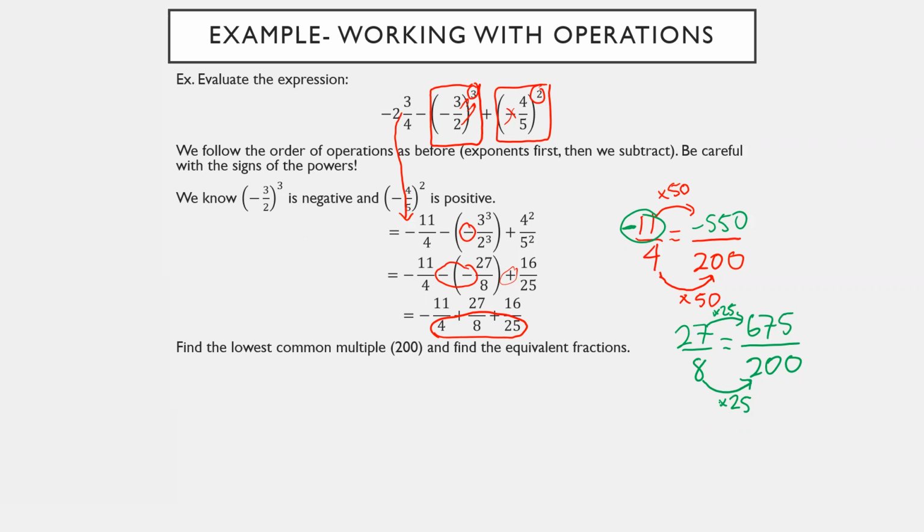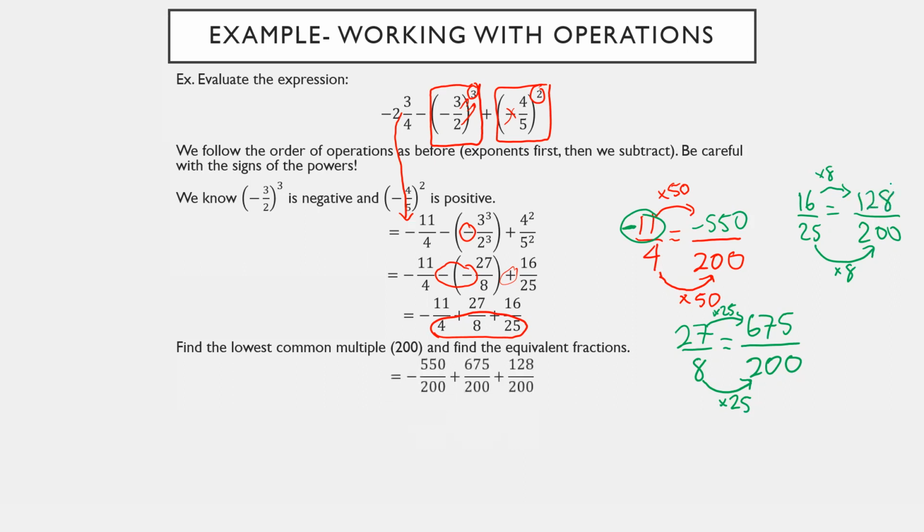And then last but not least, I'm going to do it here up top because I had more writing coming up, so I don't want to run out of space there. 16 over 25, we want to switch it to a common denominator of 200. How do I go from 25 to 200? I multiply by 8. That means I multiply the numerator by 8. So 16 times 8 ends up giving us 128. So 128 over 200 is our equivalent fraction.